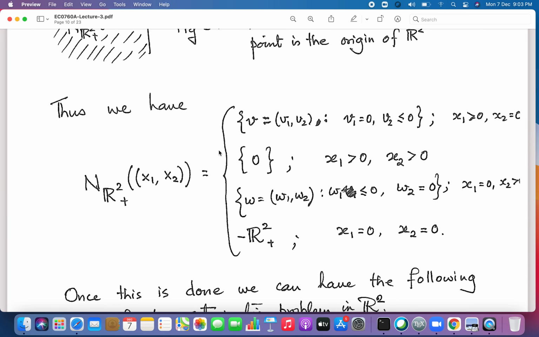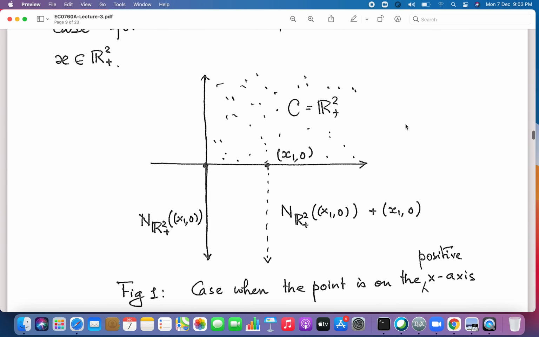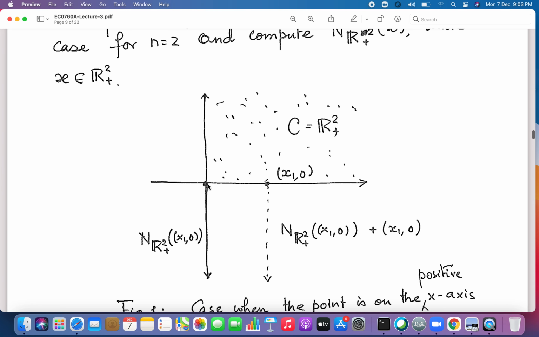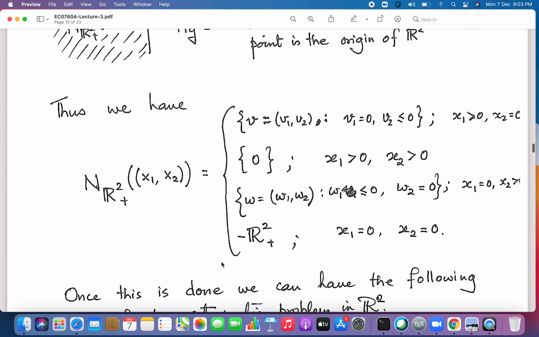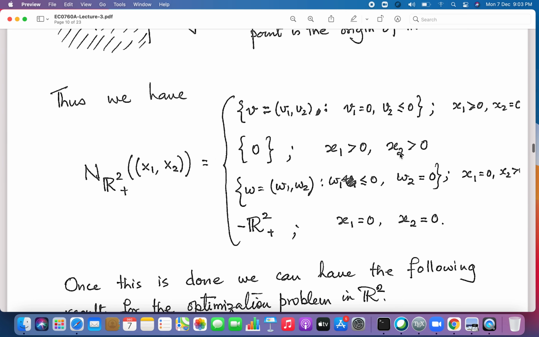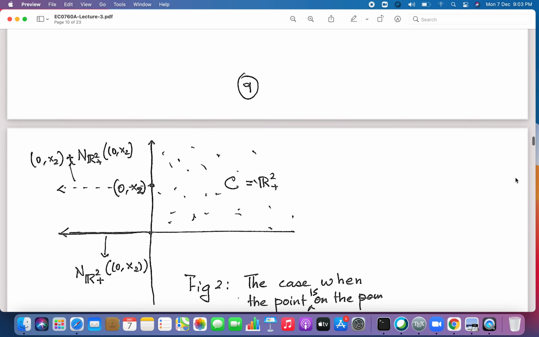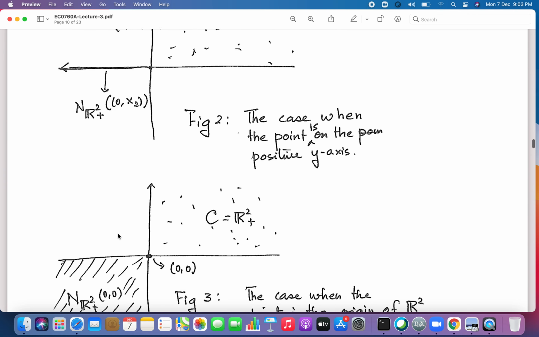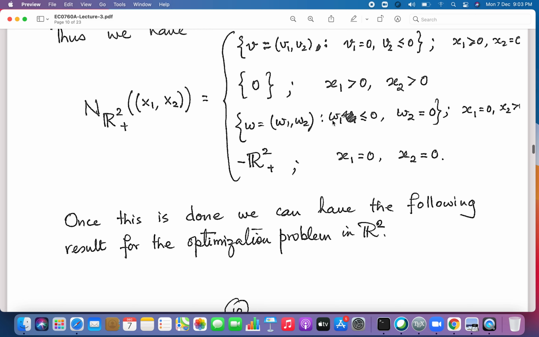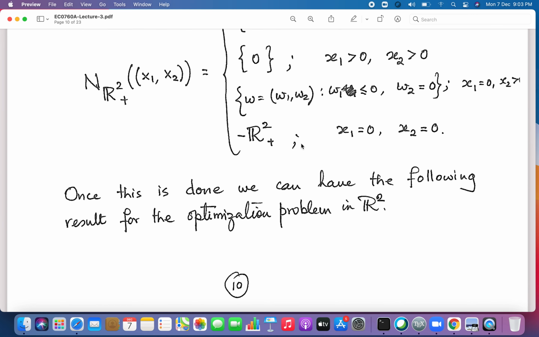So if we write it down, this is what it means. It consists of all v1, v2, where v1 is 0 and v2 is less than or equal to 0. Non-positive, that is actually this set. So it is 0 when both x1 and x2 are 0. And again, when x1 is 0 and x2 is positive, you know what happens. It is this one, the non-positive x-axis. So the x part is less than or equal to 0 and the y part is 0. Here the x part was 0, the y part was non-negative. And when both x1 and x2 are 0, then it is minus R2 plus, which is the third quadrant.